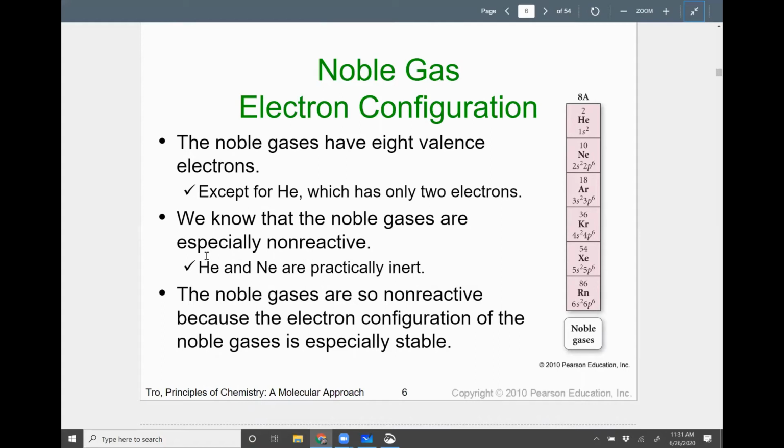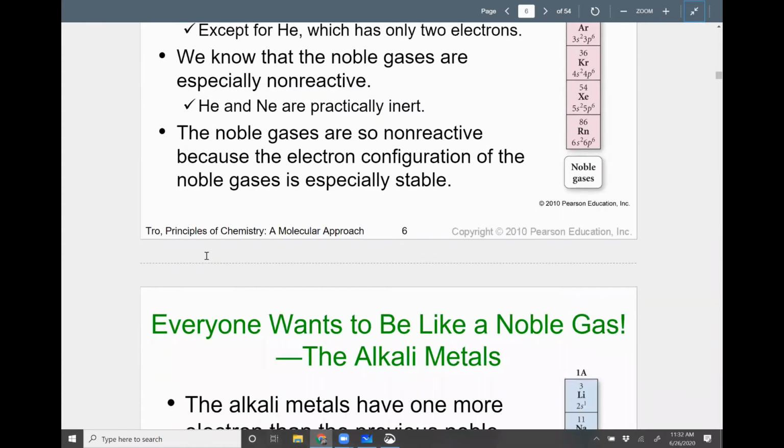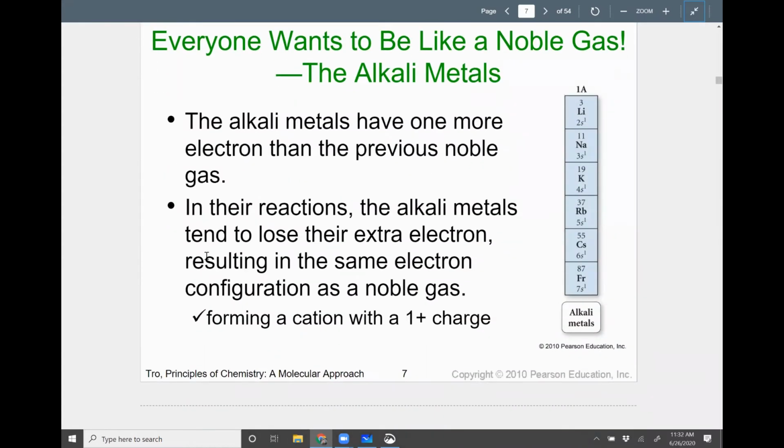The first principal quantum number, the first energy shell, only has 2 spots, so helium fills it, and therefore it behaves like a noble gas. But every other one after that, neon, argon, krypton, xenon, radon, those guys all have s2, p6 as the end of their electron configuration. And so that's why they're all noble gases. Mendeleev didn't know about the noble gases at the end.